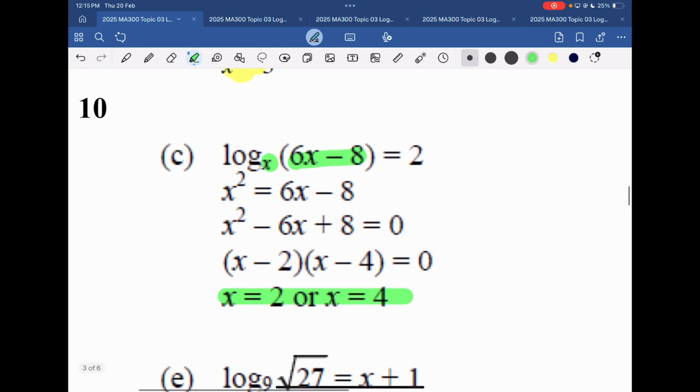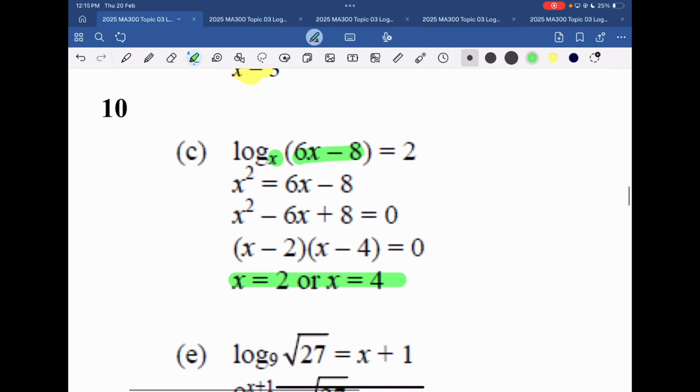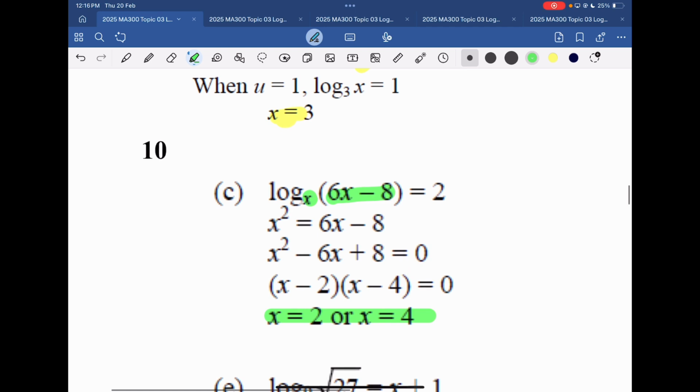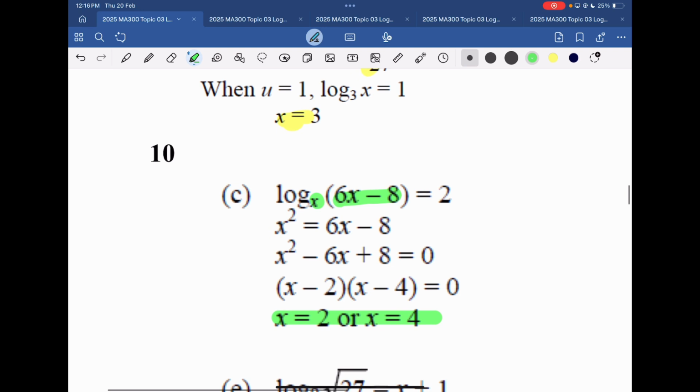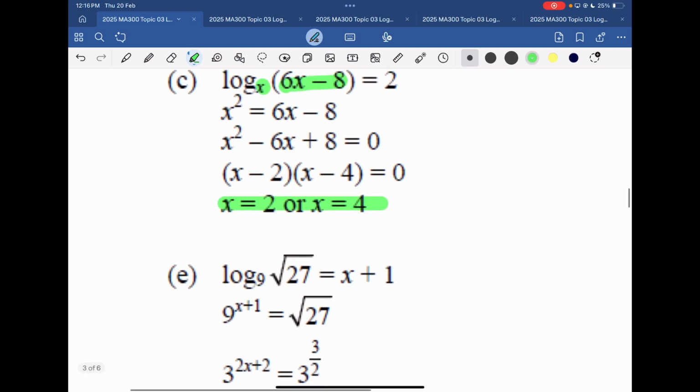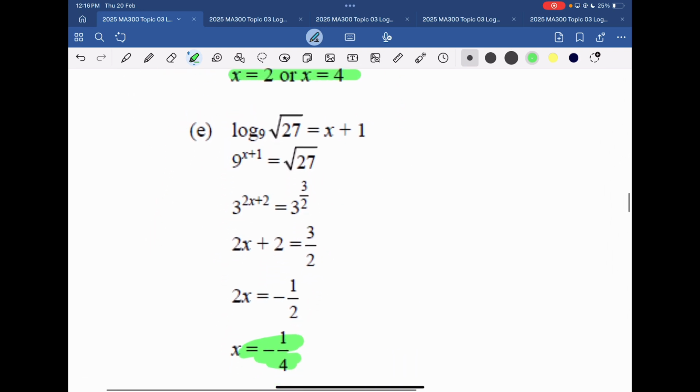Xing Yu: for 10C, do we need to check left hand side, right hand side? No need. You can, but the marks are only given when you reject. So in this case, no need to reject. I see 2 and 4. 4 fulfills both. So in a way, Xing Yu, I'm doing the checking, but I'm doing it in my head. You don't have to show. When do you need to show? When it is a rejection. E, -1/4.